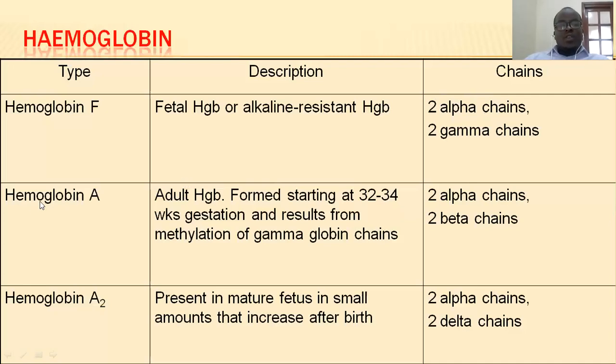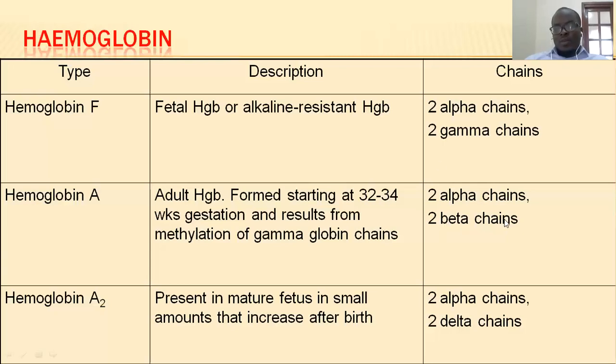Then you have adult hemoglobin, the one that I've already explained. The difference between fetal hemoglobin and adult hemoglobin is on one pair of polypeptide chains. In fetal hemoglobin, you have two alpha and two gamma chains. But in adult hemoglobin, you have two alpha chains and two beta chains. The adult hemoglobin will start forming at about 32 to 34 weeks of gestation, and this is as a result of a methylation reaction. Once the gamma chains are methylated, they will be converted into beta chains.